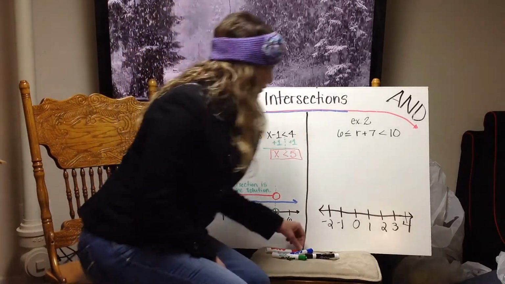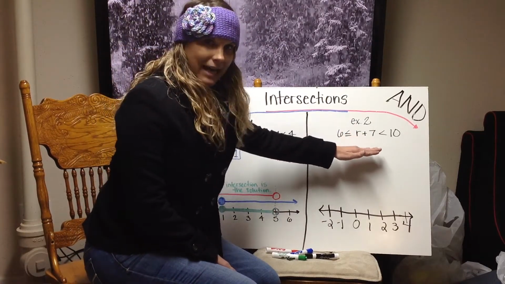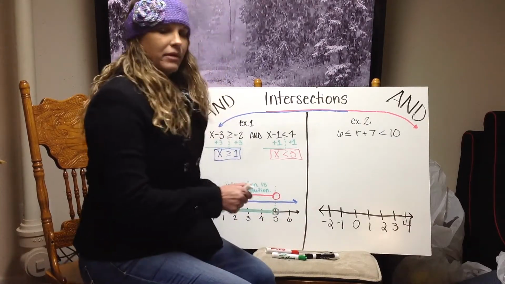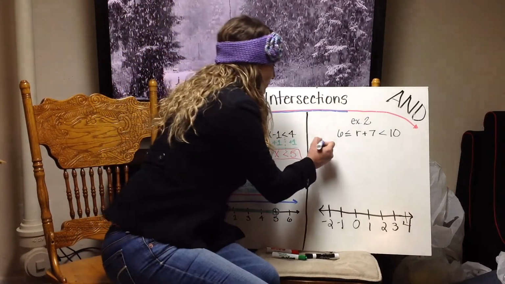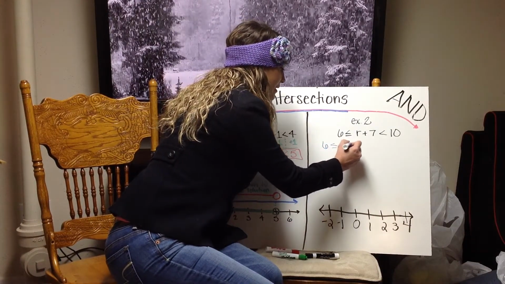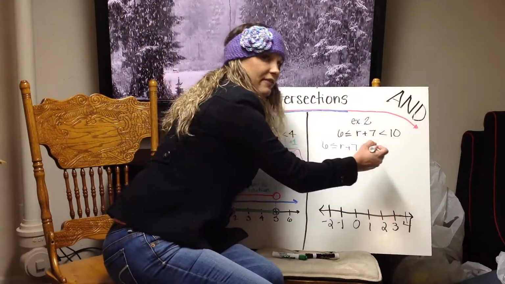Let's do this one together. First of all, it looks a little different than this. They put them together because it's the compound inequality. So let's go ahead and rewrite them where they're not together. 6 is less than or equal to r plus 7. Then we also have r plus 7 is less than 10.